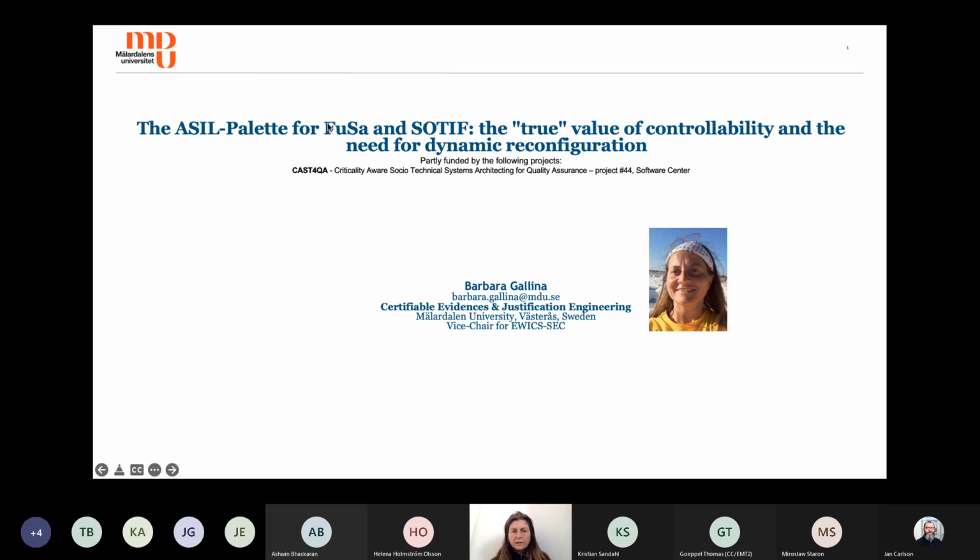To do that, I will recall background information on functional safety and safety of the intended functionality. I will also recall information regarding the ASIL and why I'm calling it the ASIL-Palette here, where ASIL stands for Automotive Safety Integrity Level and is also characterized by controllability.